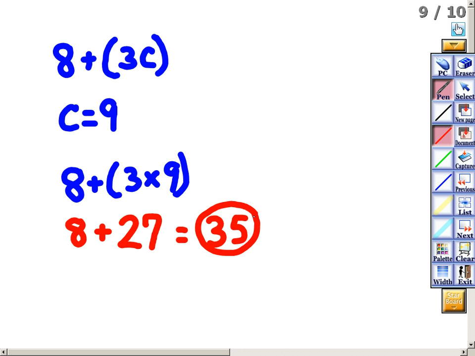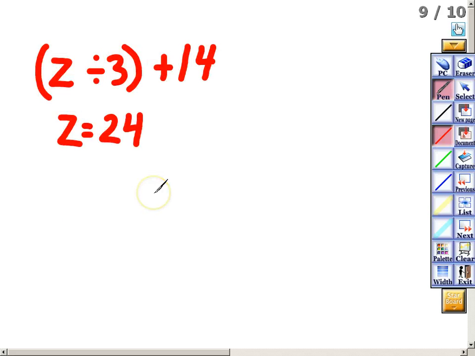Okay, now I want you to do this next one with me, so I want you to get out your pencil and math journal and write this problem out as I do it with you. Okay, so we're going to work this problem out together, so I want you to write this out. And it's important to know that the value of that variable, letter z, is 24. Okay, so the first thing I want to do is write this problem out.